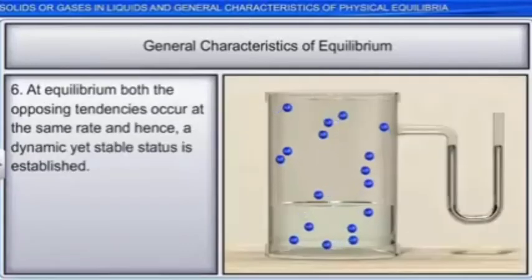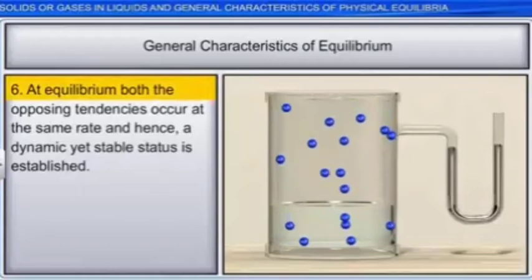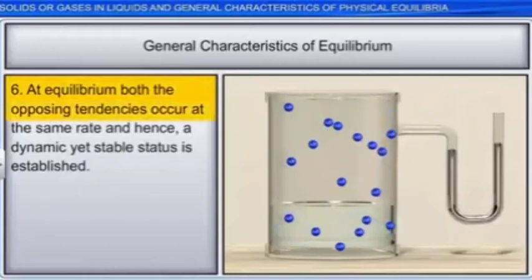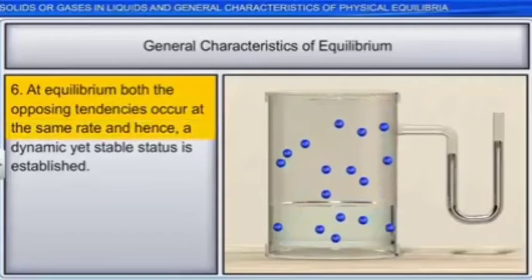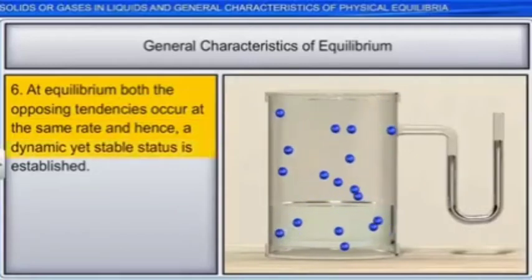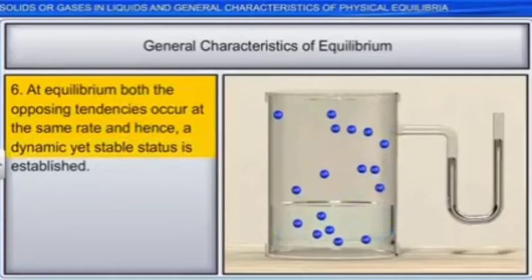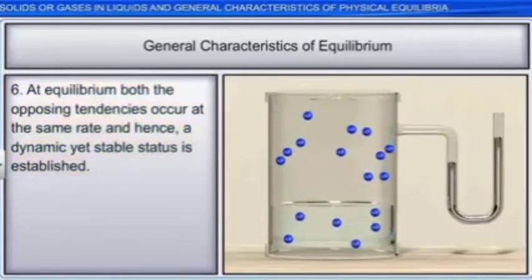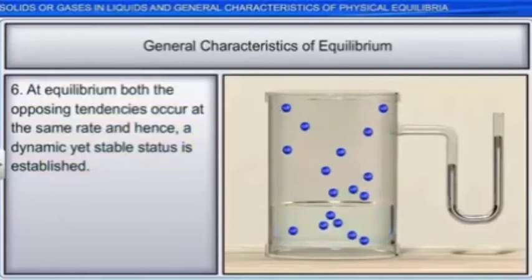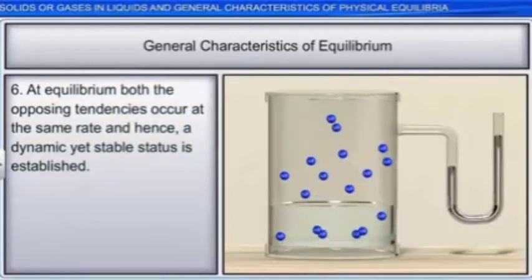Next one, at equilibrium, both the opposing tendencies occur at the same rate and hence a dynamic yet stable state is established. For example, for water at a given temperature in a closed vessel, the rate of evaporation is equal to the rate of condensation.